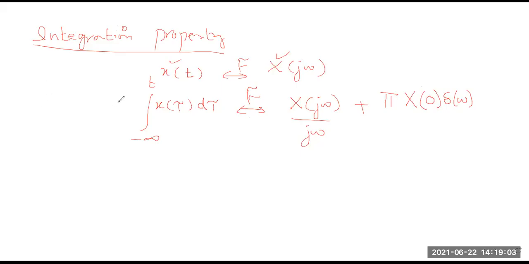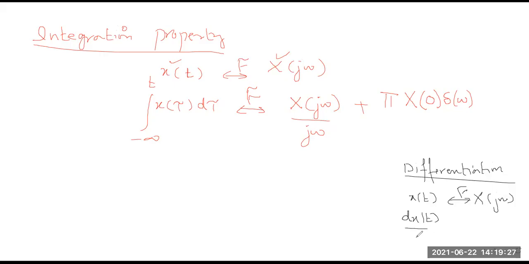Now, just to put things in perspective, in our last lecture, we talked about the differentiation property. So what was the behavior of the differentiation property? That if x of t has a Fourier transform, capital X, and if you take the derivative of the given signal, then according to the differentiation property, which we proved last time as well, it will be simply equal to j omega times X of j omega.